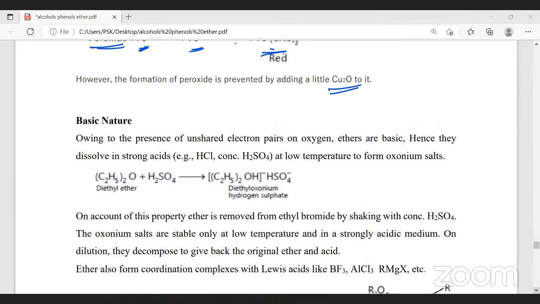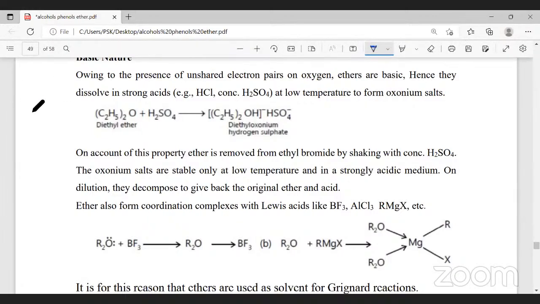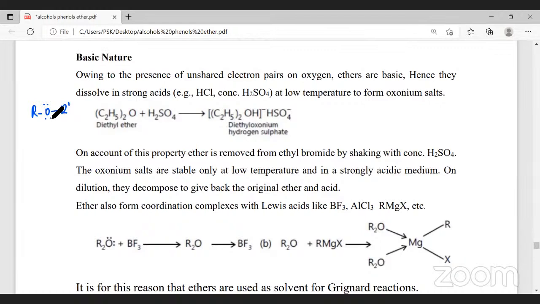The basic nature. Now, ethers are basic in nature. Why are ethers basic in nature? The first reason is the presence of unshared electron pairs on oxygen. Now, if we write ether, R-O-R dash, oxygen will have two lone pairs of electrons. So due to the presence of unshared electron pairs on oxygen, ethers are basic. Electron pair donors are called Lewis bases, remember. So these electron pairs can be donated. Therefore, they are basic in nature, first point.